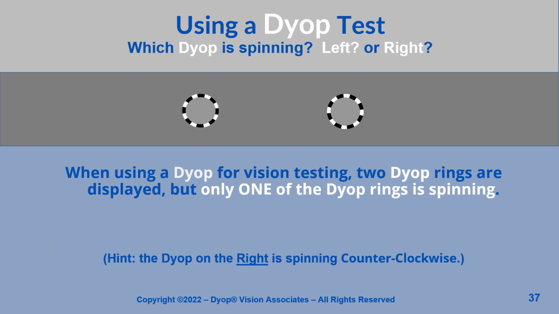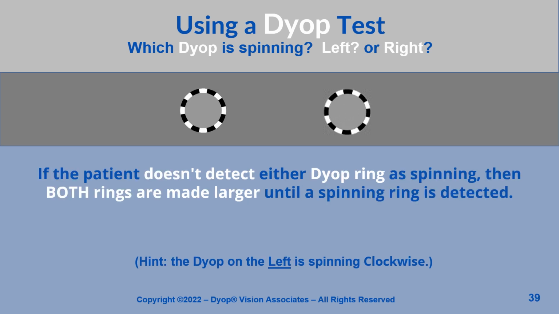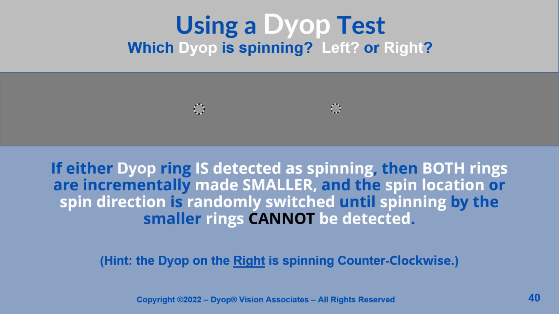When using a Dyop for vision testing, 2 Dyop rings are displayed, but only one of the Dyop rings is spinning. The patient is asked which ring is spinning, the left ring or the right ring. If the patient doesn't detect either Dyop ring as spinning, then both rings are made larger until a spinning ring is detected. If either Dyop ring is detected as spinning, then both rings are incrementally made smaller and the spin location or spin direction is randomly switched until spinning by the smaller rings cannot be detected.